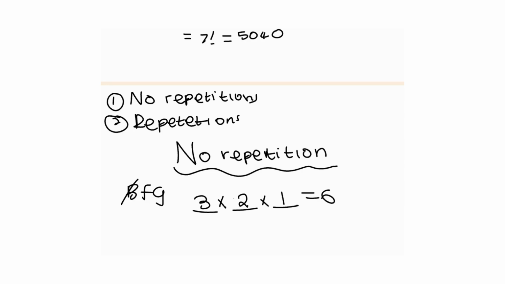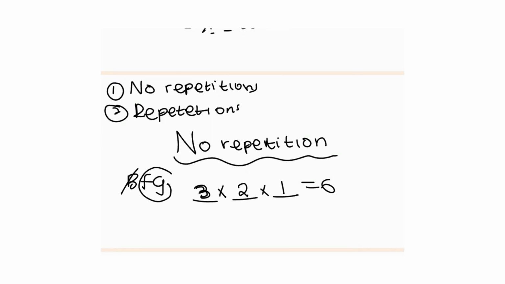So no repetitions means you can't have the same letter twice or 3 times. Hence, if I chose B out of these 3, then I'm only left with 2 to choose from. So this tells you that there isn't any repetition. Okay.